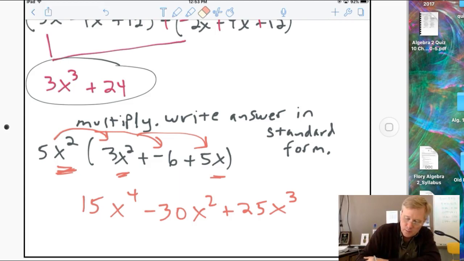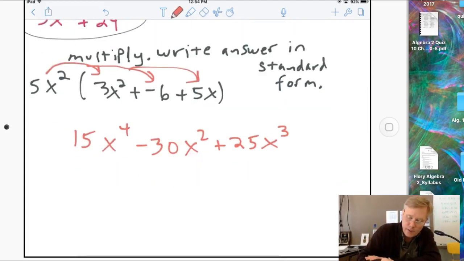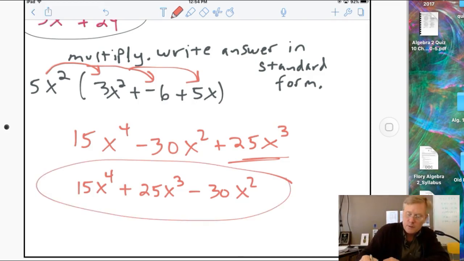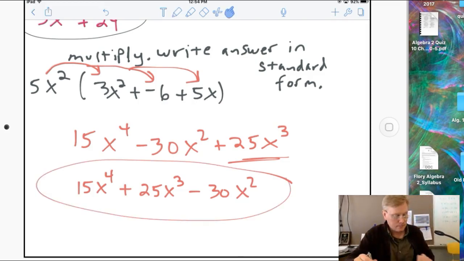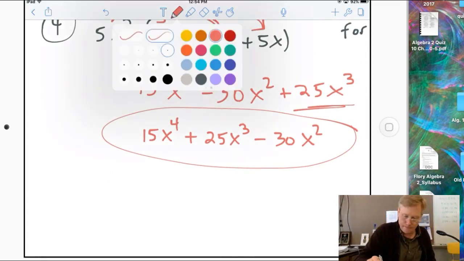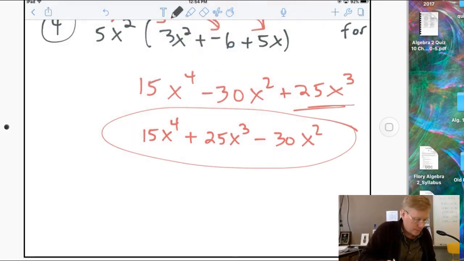Okay, now I'm not quite done because they ask for the answer in standard form, which means I want to have the highest exponent first going down to the lowest one. So the x to the fourth is my highest exponent. That's my next highest, the third power one. So I'm going to go plus 25x to the third, and last but not least, 30x squared is the smallest, so that goes last, and that's it. All right, so that was number 4. I'm on to number 5. I got 8 problems today.